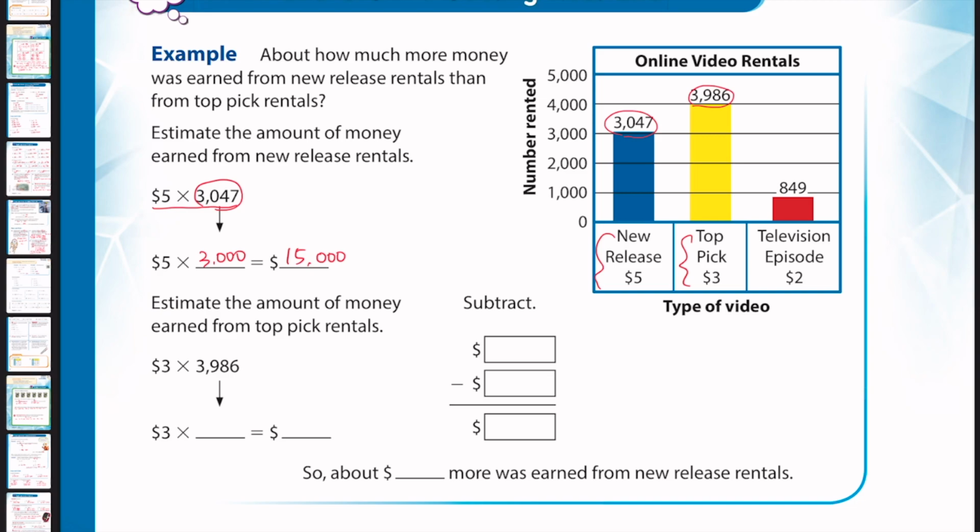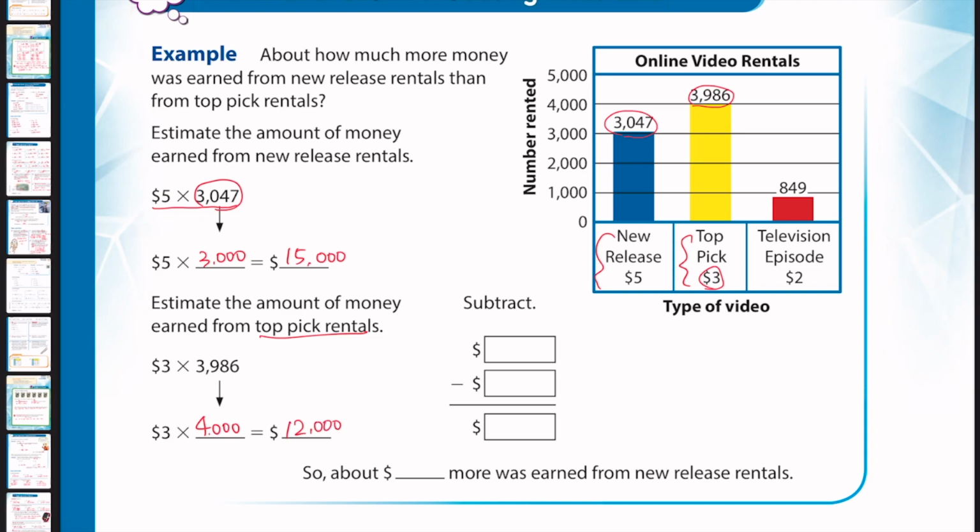All right, now let's compare. Estimate the amount of money earned from top pick rentals. This is going to be $3 each, and how many items they sold? Yes, 3,986. This is close to what? 3,000 or 4,000? Yes, we can say 4,000, right? And 4 times 3, 3 times 4 is what? 12, and 3 more zeros.